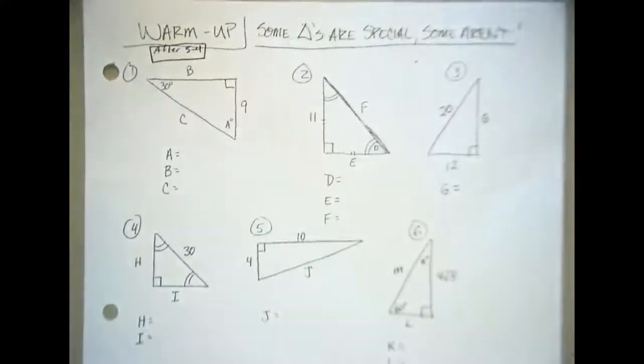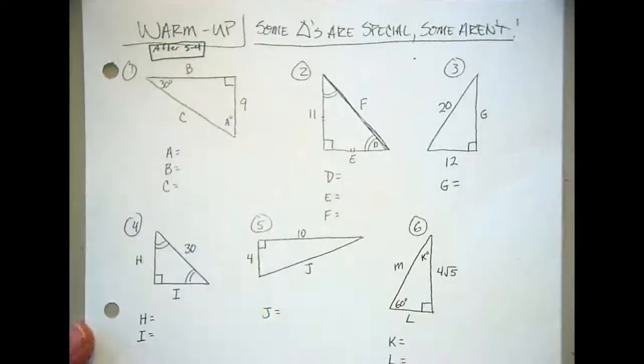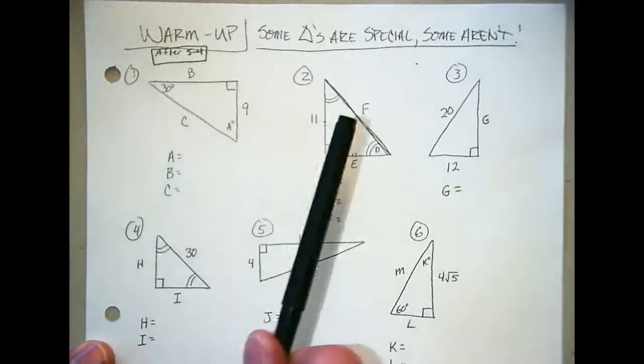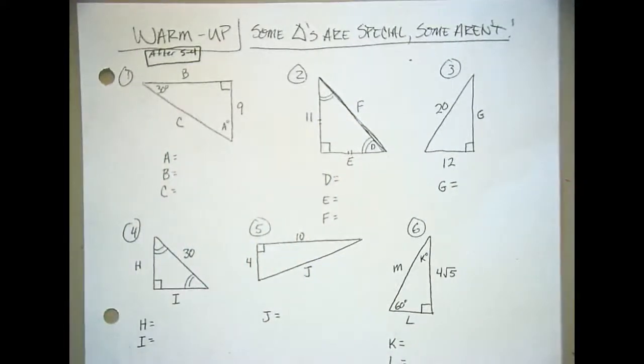Here's your quick warm-up, and I don't want to spend a lot of time on this. I'd like to go maybe 2 minutes per problem, if that. So in about 2 minutes, I'm putting up the answers for number 1. About another 2 minutes, number 2. So you get going on it, try it on your own, and then check with your neighbor. It says some triangles are special, some aren't. Is this one special?